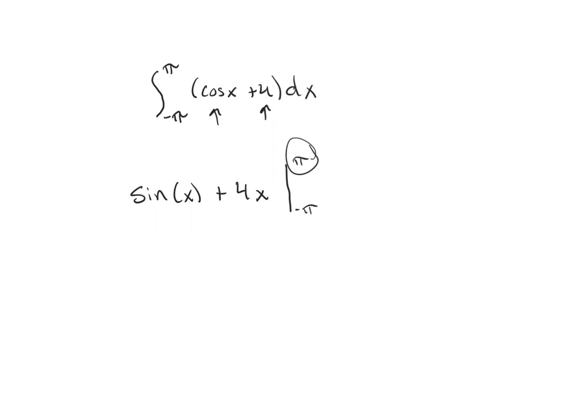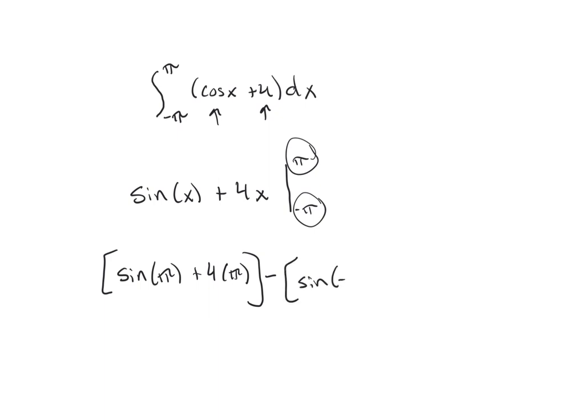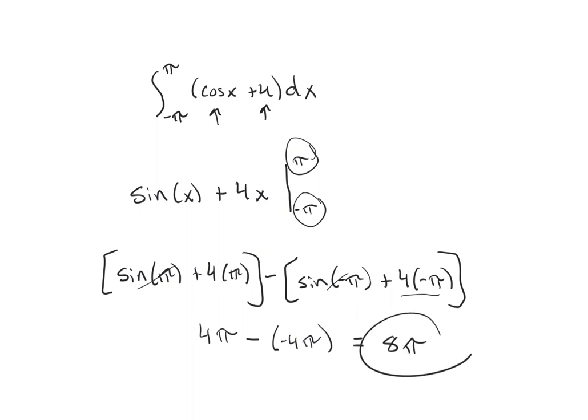So first, plug in pi. Sine of pi plus 4 times pi minus, plug in negative pi, so sine of negative pi plus 4 times negative pi. Okay, sine of pi is 0, so here I'm just left with 4 pi minus sine of negative pi, same thing, that's 0, and that goes to minus 4 pi, so this would equal 8 pi.